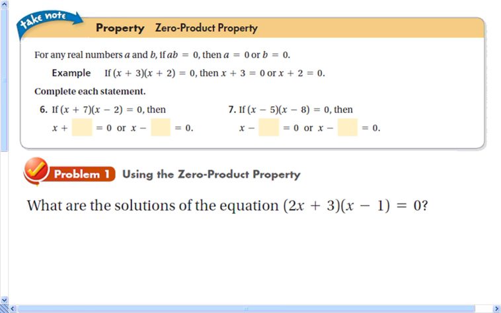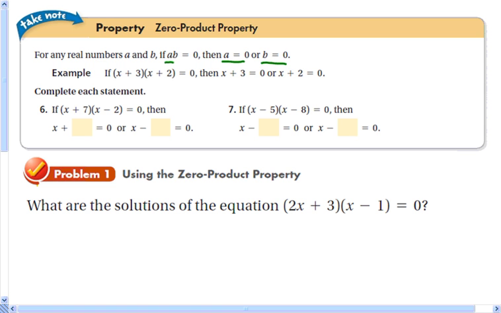All right, an important property we're going to use here is the zero product property. And this makes total sense. For any real numbers a and b, if a times b is 0, in other words, you multiply two things and you get 0, then either a is 0 or b is 0. One of those two things has to be 0. The only way you can get a product of 0 is if you multiply by 0.